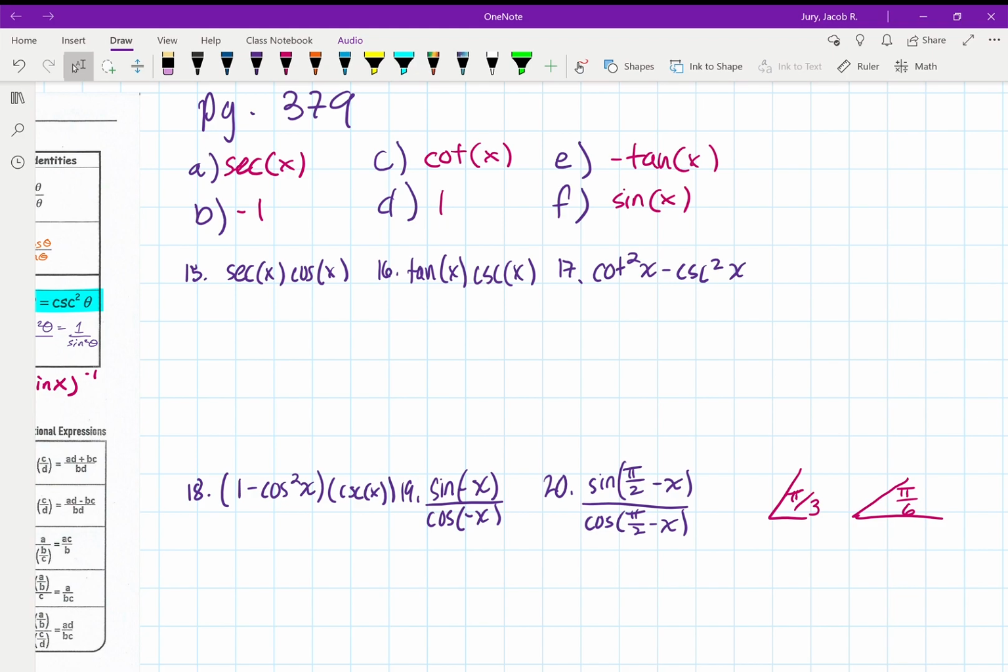the first set of matching is a little funky. When it comes down to 15, if we start here, we got our options up there, but 15 has a trig identity for secant to start off with.